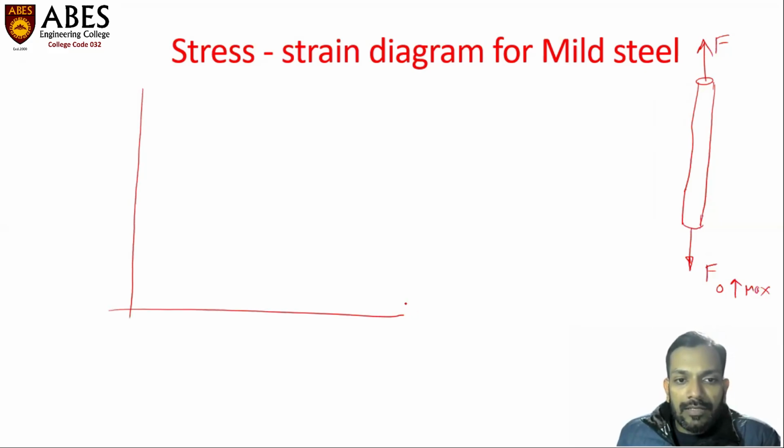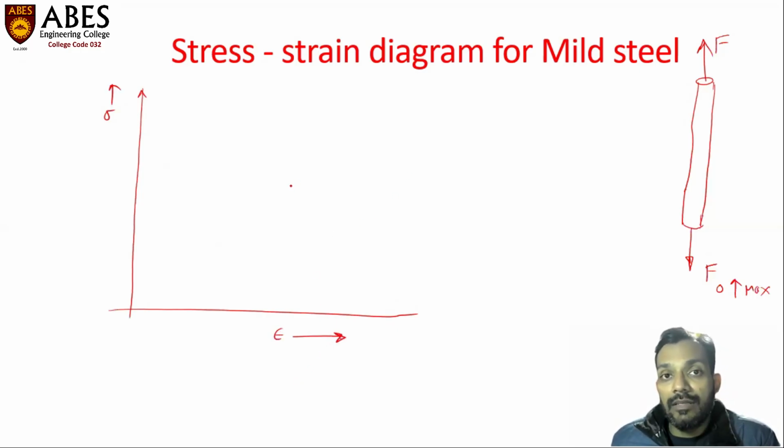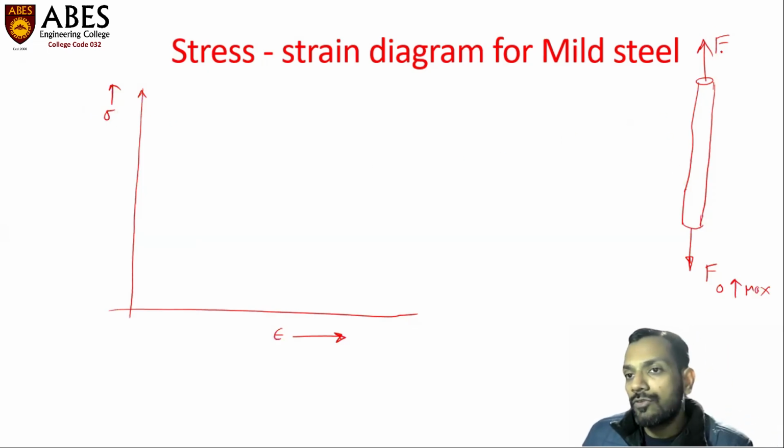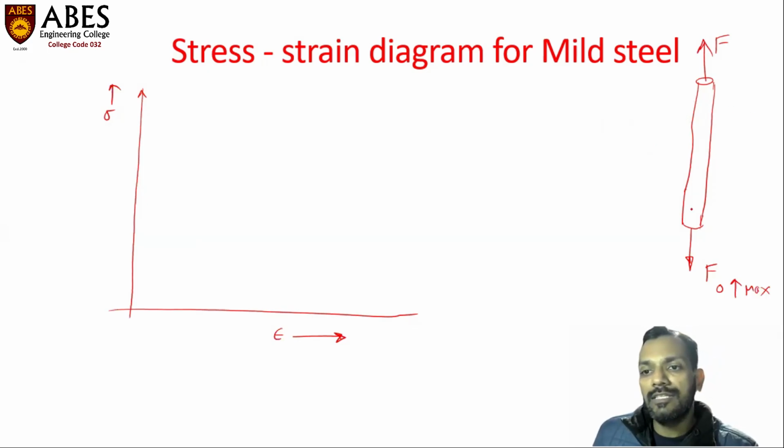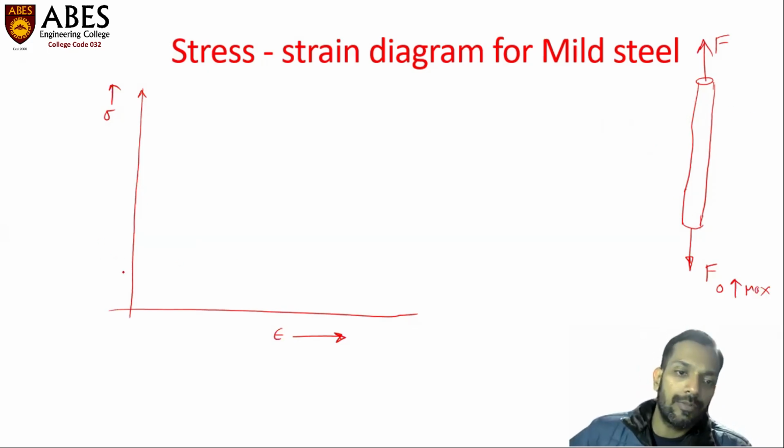Always remember that stress is a dependent quantity and strain is the independent quantity. Because of the strain developed in the material, the stresses are developed. So we take strain on the x-axis and stress on the y-axis. As we increase the tensile force on this specially designed bar-shaped specimen, initially the stress is proportional to strain. So we obtain a straight line.